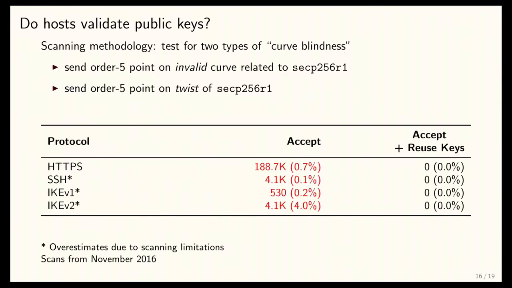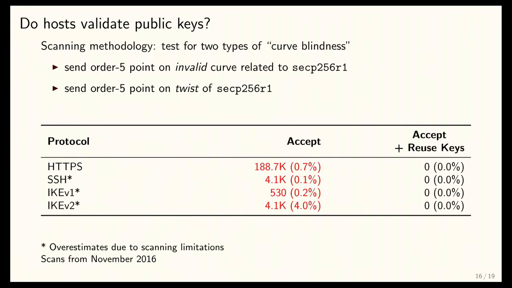We found for HTTPS that almost 200,000 hosts accepted these invalid points, and so they would be vulnerable to this invalid curve attack. We found that a large percentage of IPsec hosts also did this, along with a few in SSH. For SSH and IPsec, we're not 100% sure that they're vulnerable because of how the protocol works. We weren't able to actually confirm that the attack works, but they didn't shut down the connection immediately when we sent the invalid point. So it's a good indication that they might be vulnerable.